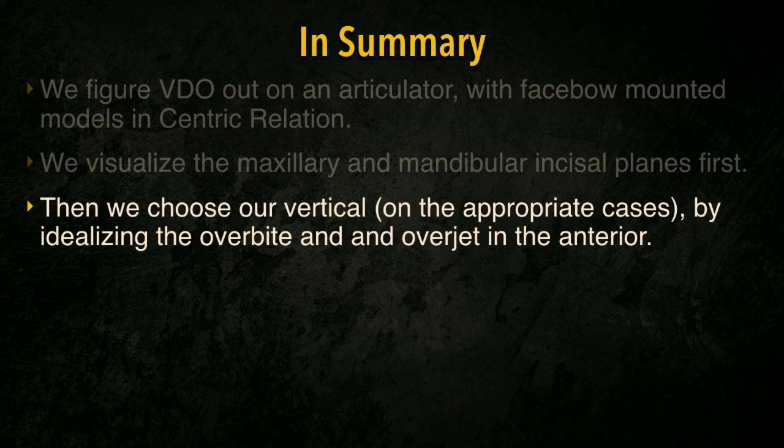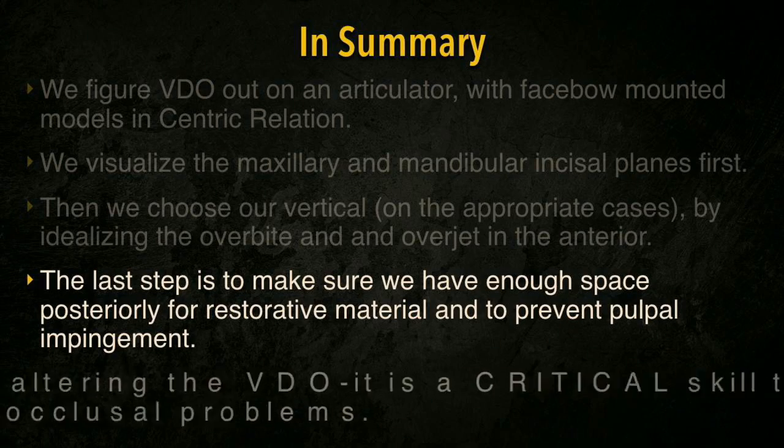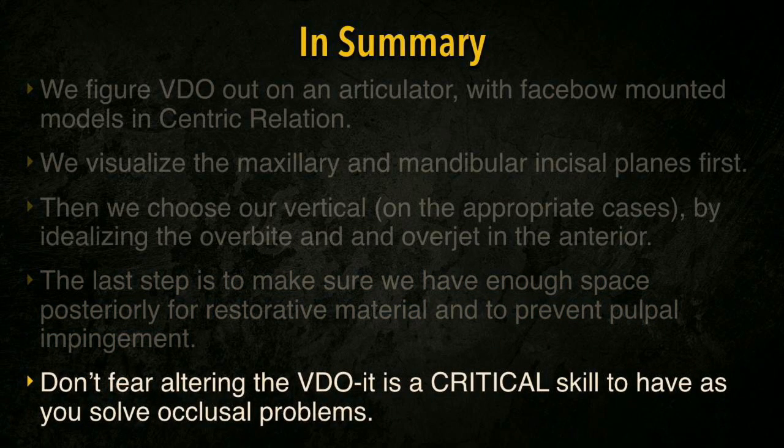We then choose our vertical by looking at our overbite and overjet relationship in the anterior. Sprawdzamy w odcinku przednim, jaki jest nagryz pionowy i poziomy. The last step is to make sure we have enough space posteriorly to prevent pulpal impingement on worn teeth. Wreszcie sprawdzamy, czy mamy odpowiednią ilość miejsca w odcinku bocznym, że można było to odbudować, żeby nie było kontaktu w obszarze już bliskiej miazgi.